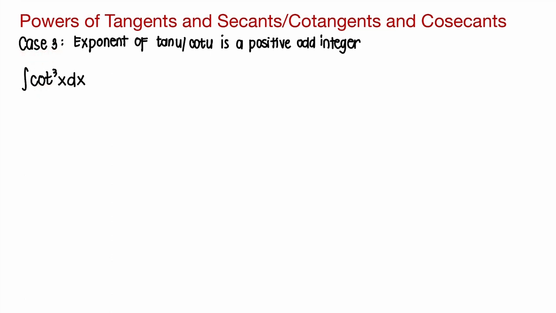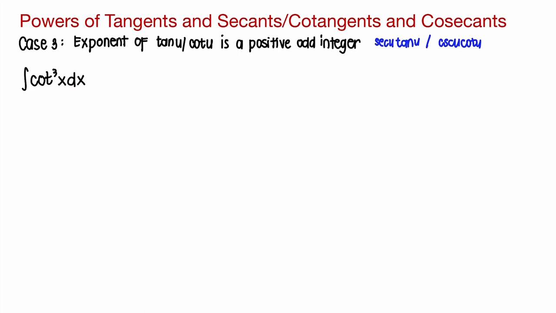So here, the exponent of cotangent x is odd, it's 3. And as a rule, if we are focusing on the positive odd integer of tangent or cotangent, what we will do is to factor out either secant u tan u or cosecant u cotangent u. But how are we going to factor out cosecant u, if there is no cosecant u here?